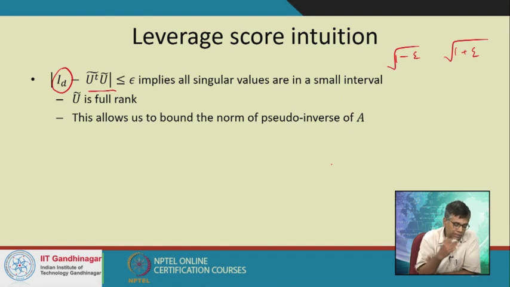Okay, specifically what it means is that U tilde is full rank because all the singular values lie in this interval, right? And what this will allow us to do later in the proofs is that it allows us to bound the norm of the pseudo inverse of A, right? And this helps us push the proof through.